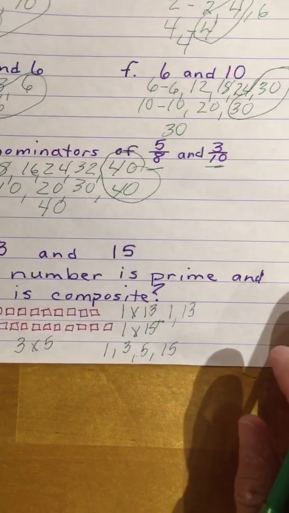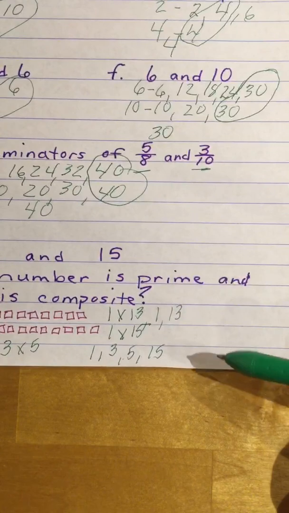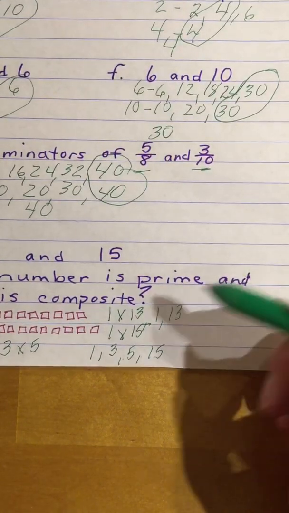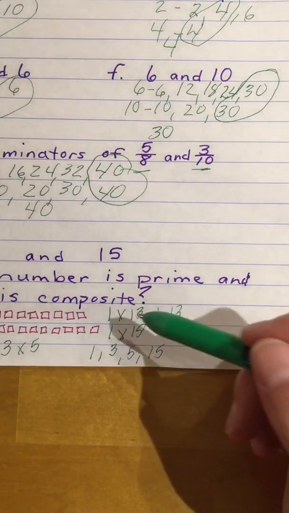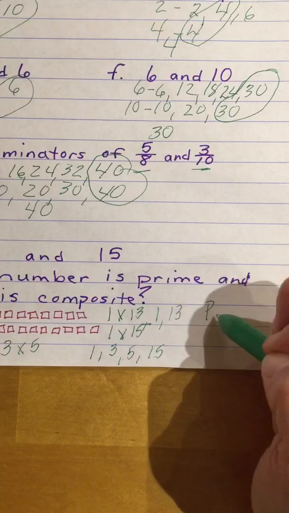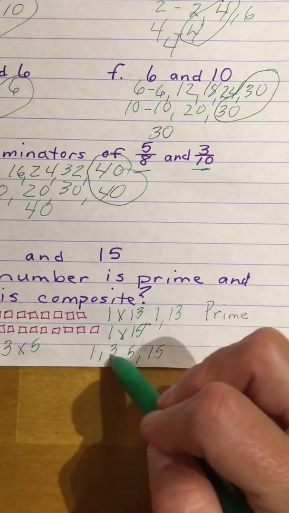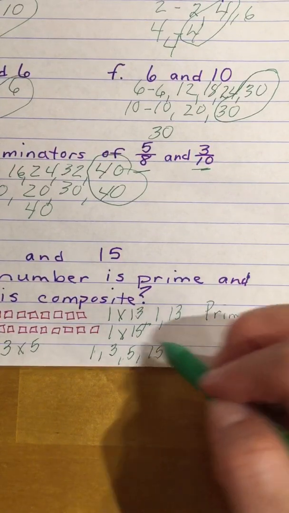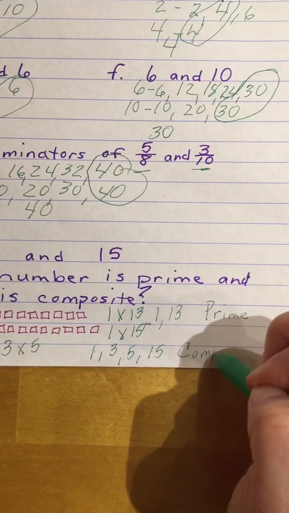The question that they're asking is which one is prime and which one is composite. Now I look at this and I see that I only can have 1 and 13 go into 1 times 13. So I know that this is definitely prime. This one has 1, 2, 3, 4 different factors that go into it. I know this is composite.